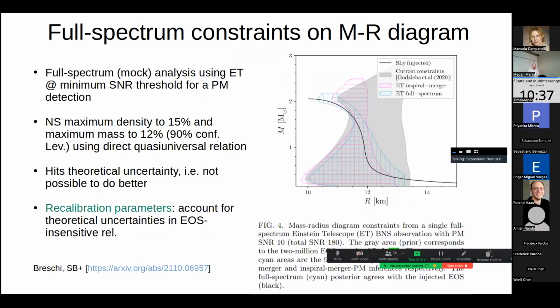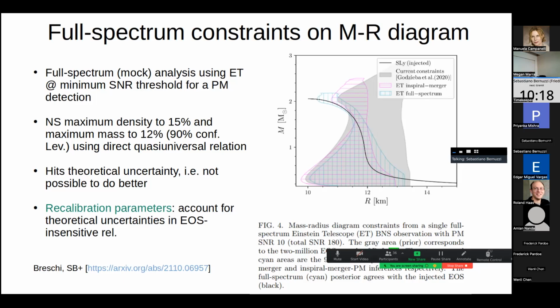But of course, when you have a model, you can do something more. So you can go back and say, well, let's imagine that we do have such a detection. What will this detection tell us about the equation of state, which means for us, what will this detection tell us about the mass radius diagram?